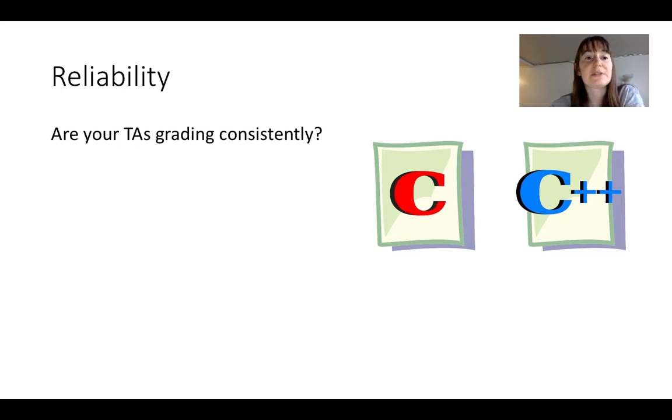It's also really important to ensure that your TAs are grading consistently. I'm sure we've all had cases where students are coming to us saying, oh, my friend got a higher grade than I did. We did the exact same thing. Why did we not get the same grade? And so one thing you want to be sure about is consistency across markers.